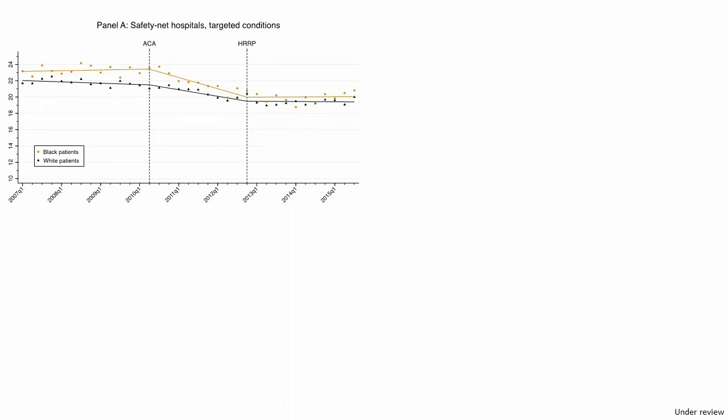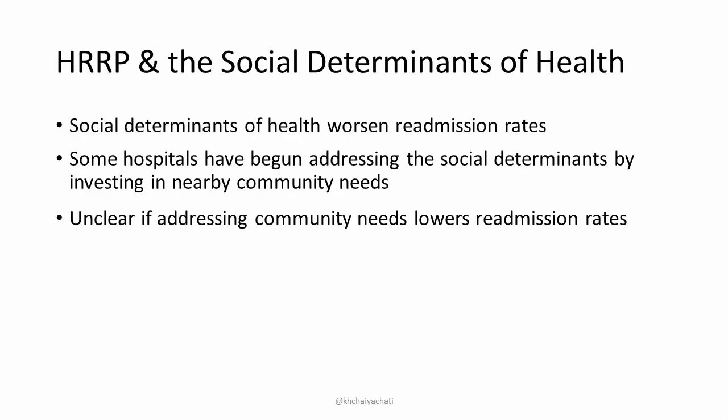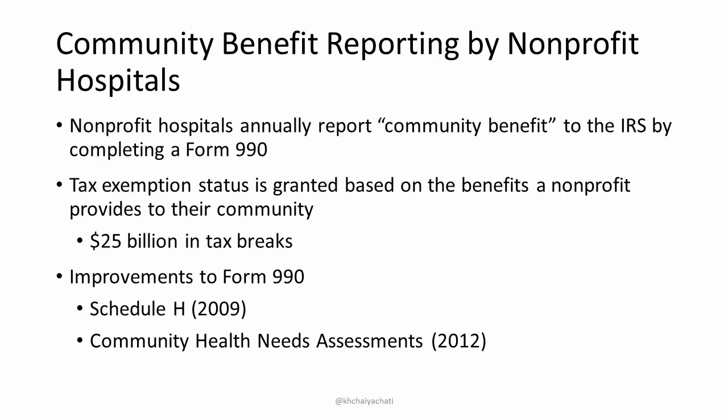The other part to this too is what's the role of the hospital in really dealing with these challenges? First of all, we all know that social determinants can worsen health and readmission rates. Some hospitals started to address the social determinants of health over time to address some of these community needs. However, it's really unclear whether addressing these community needs actually lowers readmission rates at the hospital level. So we decided to look at this because hospitals have been reporting all their community benefit spending through their tax form 990. All of us fill out our 1040. This is the equivalent for the hospital to file their taxes.